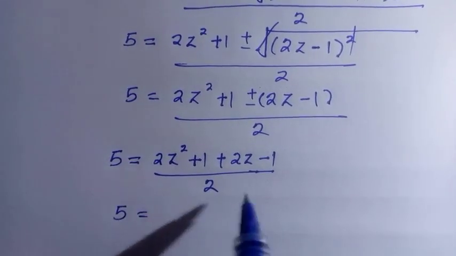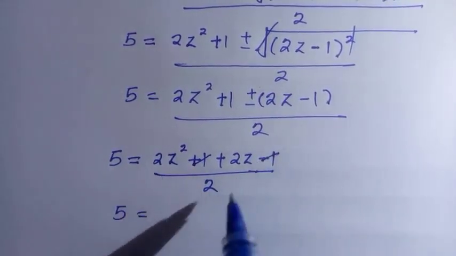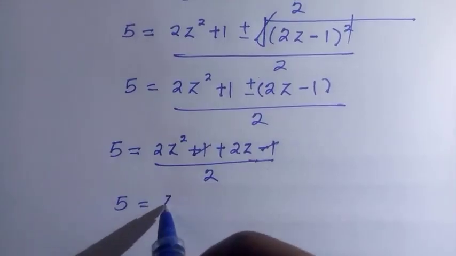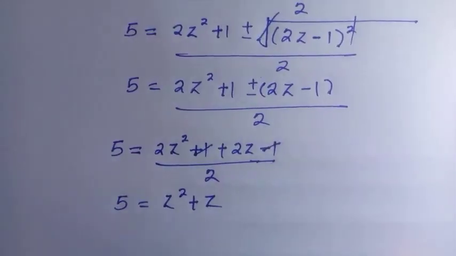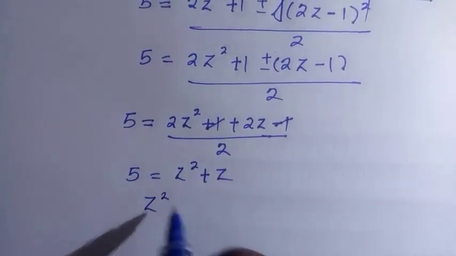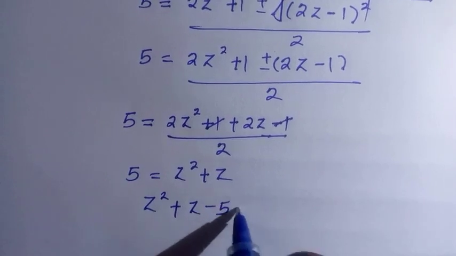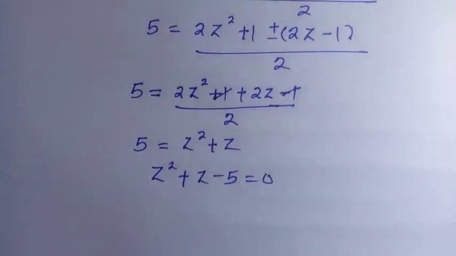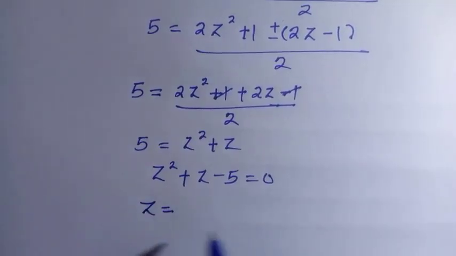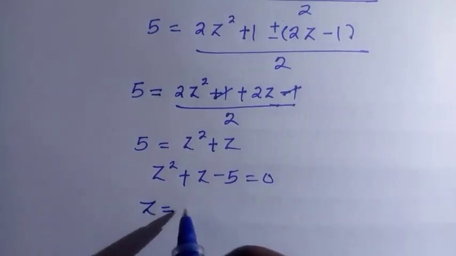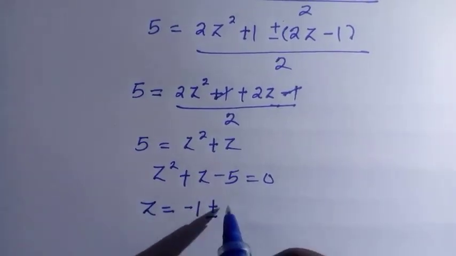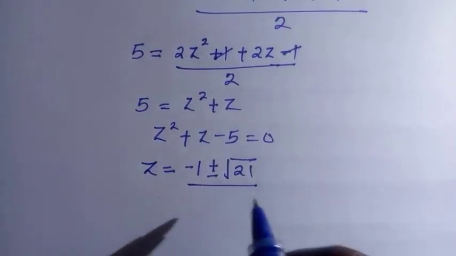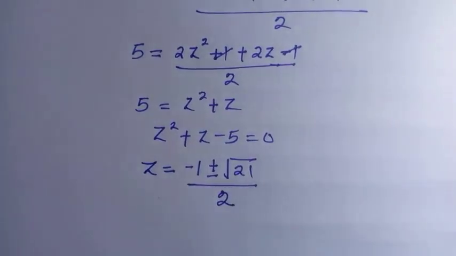So we are considering the positive side and we are coming back to the negative. Here is 5 equals, minus 1 plus 1 cancelled, and here is 2z² + 2z, but 2 is common, it can negate this. So here we have z² + z only, and here we have z² + z minus 5 equals 0, which is a quadratic equation. When we solve this quadratic equation, what we are going to have is two values, and those two values are minus 1 plus or minus the square root of 21, if I'm not mistaken, divided by 2. Here is what we are going to have.